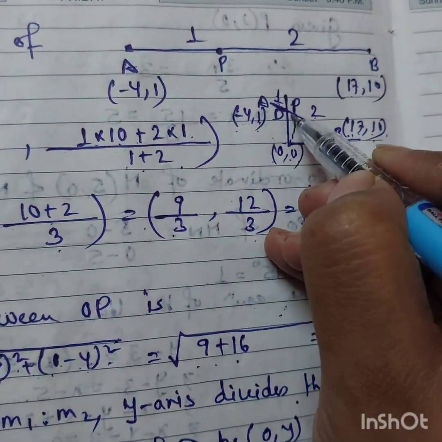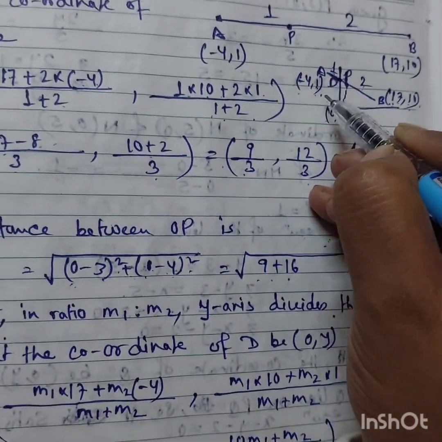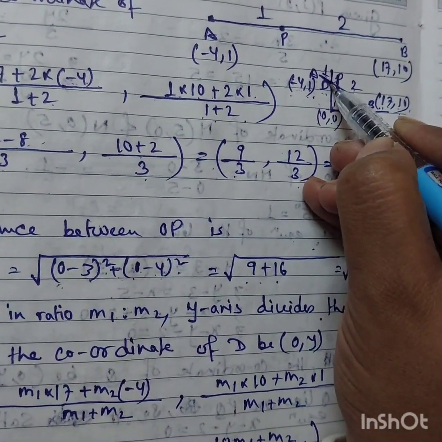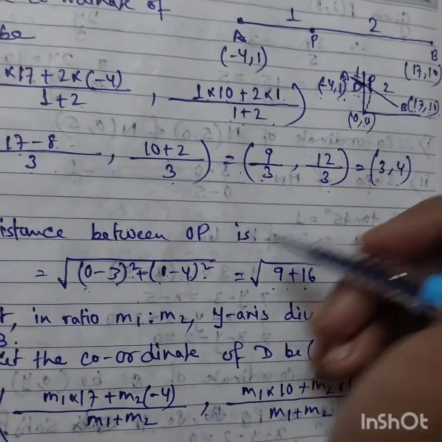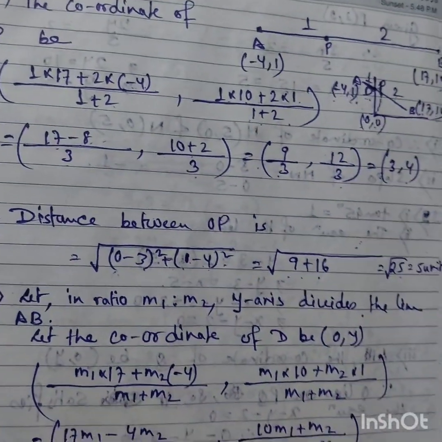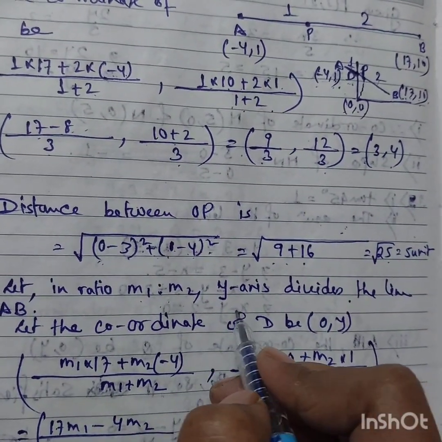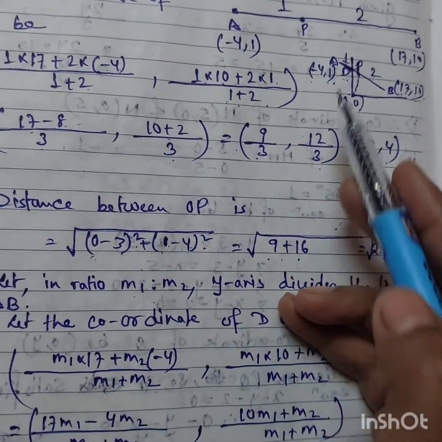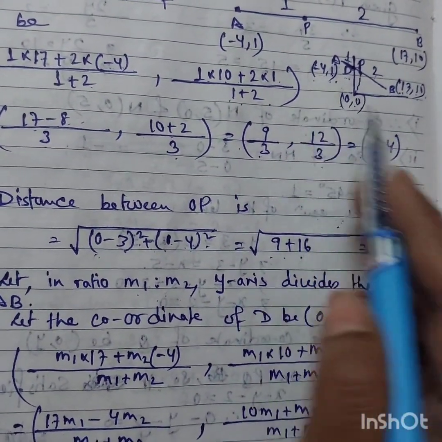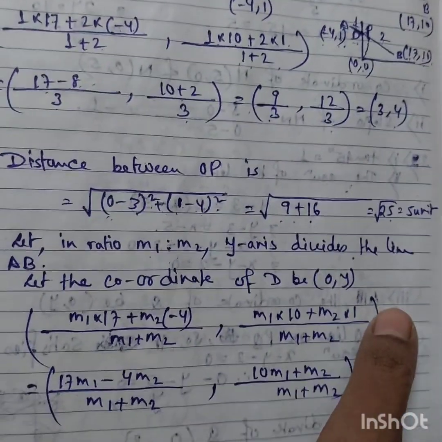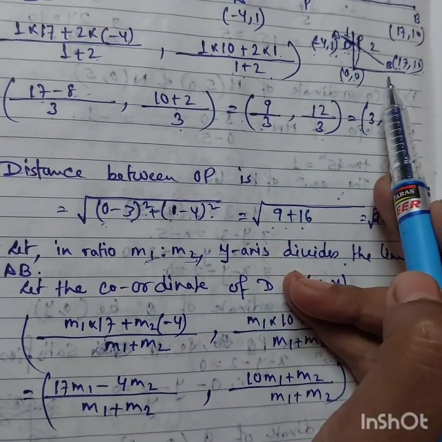So this is the point where the y-axis divides the line AB, that is D. So you have to find out the coordinate of D. Since D lies on the y-axis, the coordinate can be (0, y), and you can let the ratio be m1 is to m2, in which the y-axis divides the line AB. So the coordinate of D, where the line AB touches the y-axis, is (0, y). Now find out the coordinate of D using the ratio and the 2 coordinates of AB.